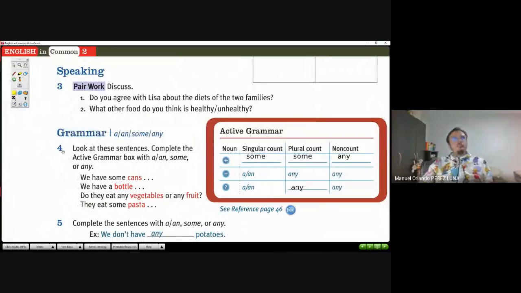For example, we have some cans, that is positive. We have a bottle, positive but singular. Do they eat any vegetables or any fruit? Plural, singular, countable, non-countable, but the question is with any, according to what we have said in here. They eat some pasta. Pasta is uncountable, non-countable, so we use some when we speak about non-countable nouns, okay?